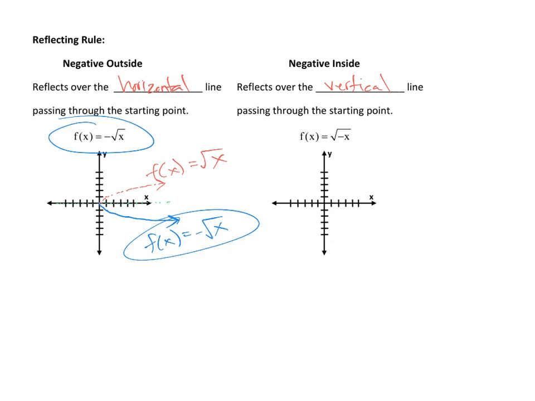Okay. So once again, I have the parent function. There it is. And now I have to reflect over the vertical line that passes through the starting point. So it's going to end up on the left side then. And there's my function if the negative's on the inside. That's all there is to it. So once again, first you do your shifting, then you do your reflecting. On to the next example.